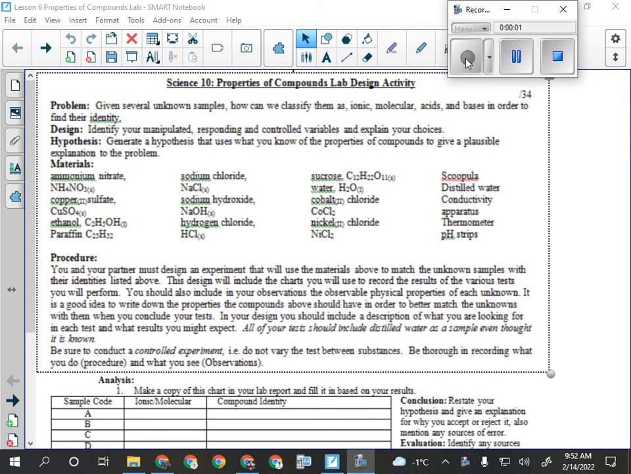So a couple of things now. First off, the lab report is due on Friday at 8:30 in the morning. Okay, so make sure that yours is submitted on Google Classroom by 8:30 a.m. on Friday. Okay, the rest of the lab report is just figuring out which compound is which. Right, that's down in your analysis.